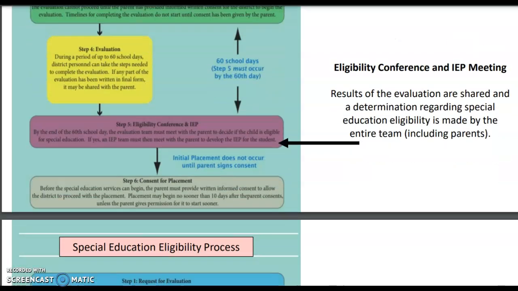The next step is the actual eligibility conference and IEP meeting, step 5. So here, results of the evaluation are shared and a determination regarding special education eligibility is made by the entire team, which includes the parents.